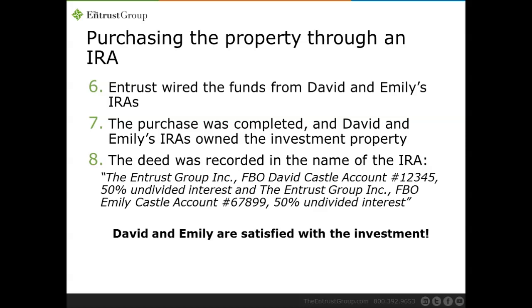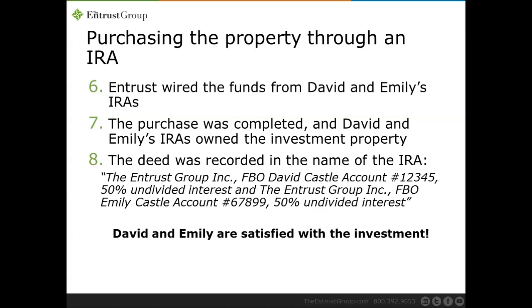We reviewed everything, reviewed all the documents. We have a real estate group that goes through this process, and everything was wired from their IRAs to the seller. Purchase was completed, and now their IRAs own the investment property. So title is held in the name of the retirement account, so the deed was recorded in the name of the IRA, and since this was partnered, it was titled specifically the Entrust Group Inc., FBO, David Castle, account number, and then 50% undivided interest, and the Entrust Group Inc., FBO, Emily Castle, account number, 50% undivided interest.